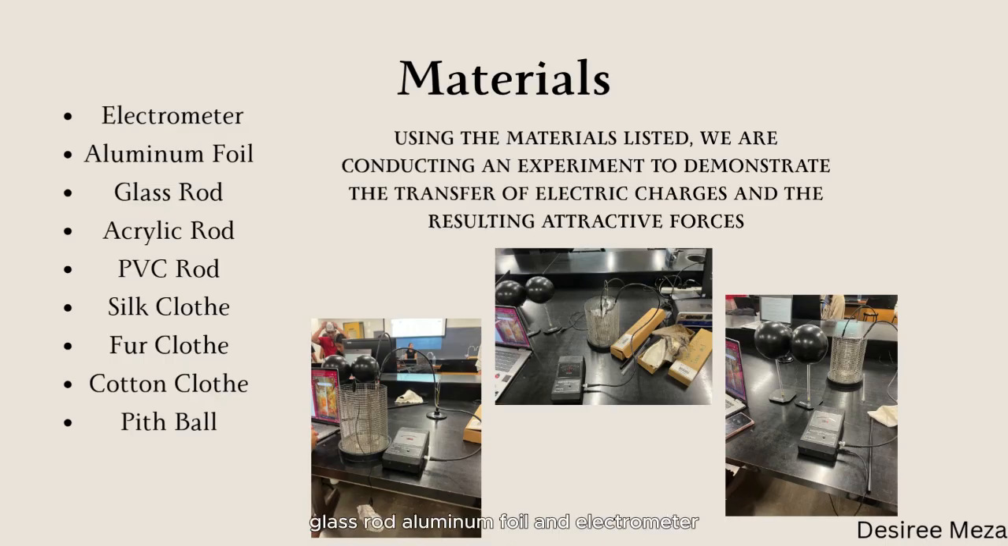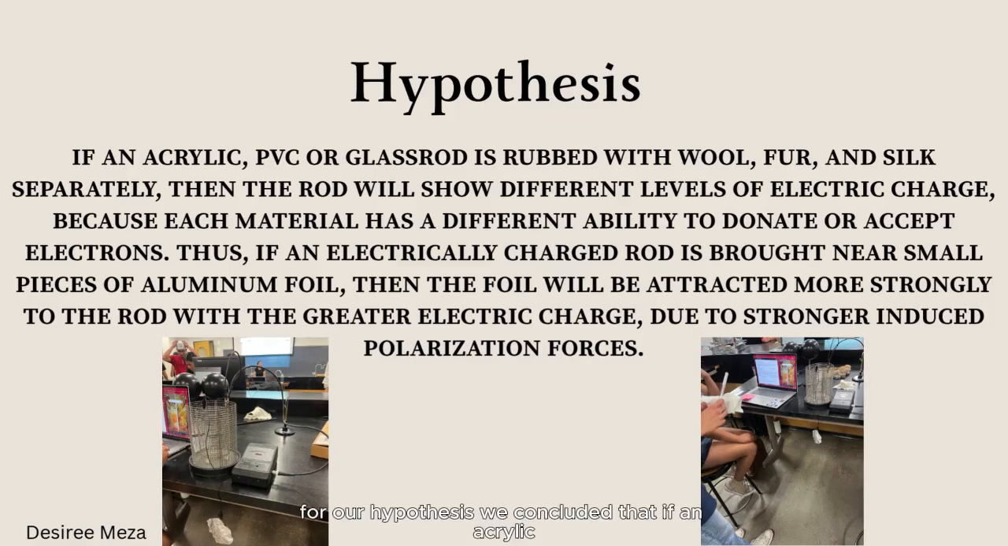and electrometer. For our hypothesis, we concluded that if an acrylic, PVC, or glass rod is rubbed with wool, fur, and silk separately, then the rod will show different levels of electric charge, because each material has a different ability to donate or accept electrons. Thus, if an electrically charged rod is brought near small pieces of aluminum foil, then the foil will be attracted more strongly to the rod with a greater electric charge due to stronger induced polarization forces.